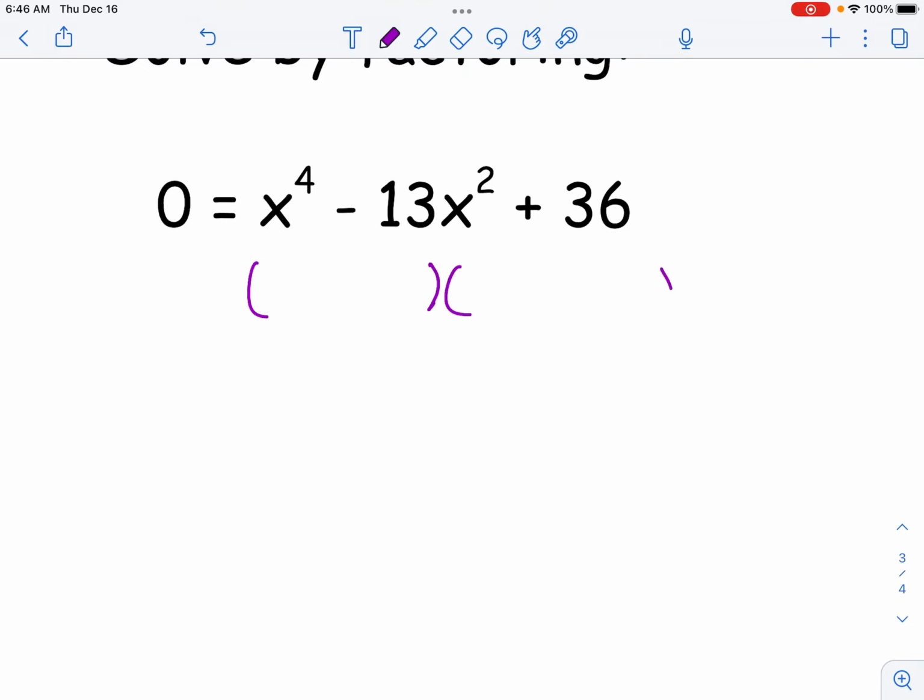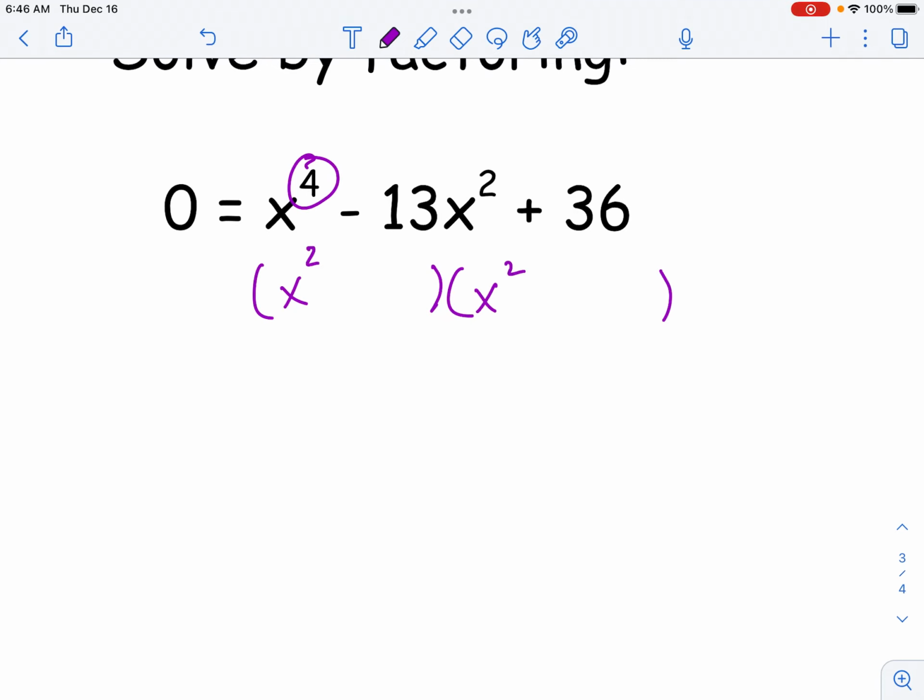We're going to set up our parentheses. But instead of x and x, like we do when we're looking for x squared, since we're looking for x to the fourth, it's going to be x squared, x squared. And then we're going to, once again, look at what are the factors of 36. We already did this. That add to negative 13. So it's minus 4, minus 9. So we have our two factors.